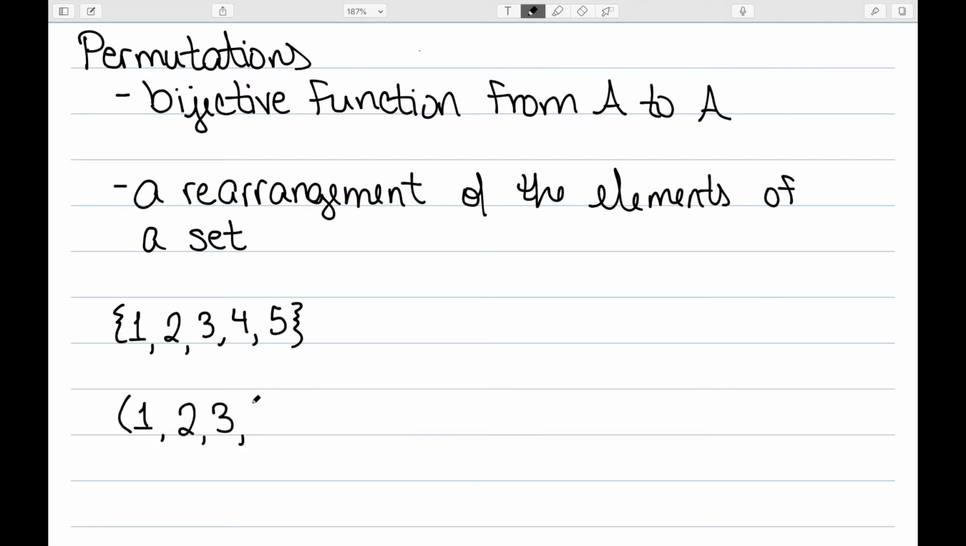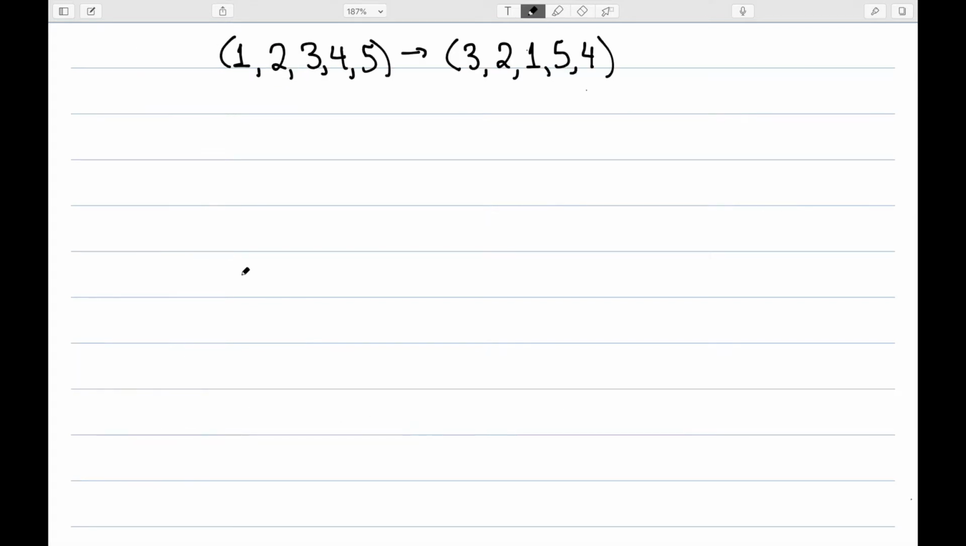Then if we start with them in this order, an example of a permutation would change this 1, 2, 3, 4, 5 to something like 3, 2, 1, 5, 4. So we rearranged the order of the elements. Let's consider this example a little bit more.